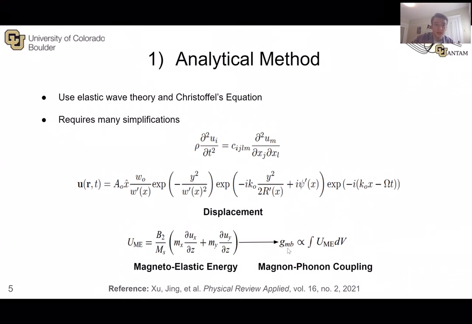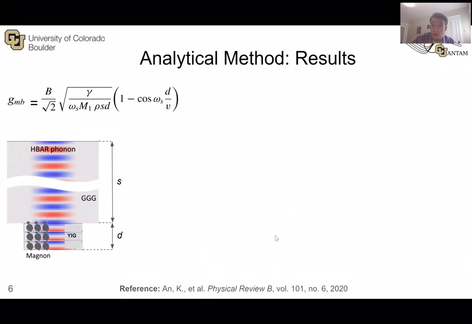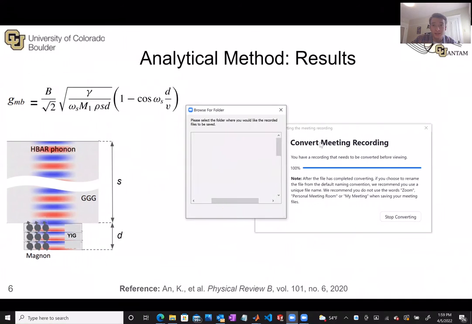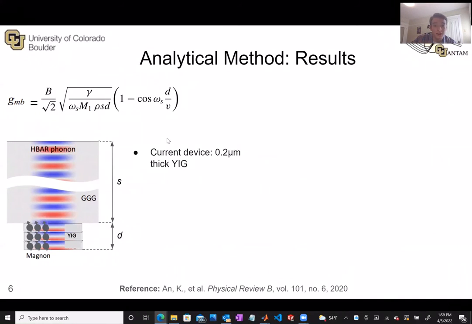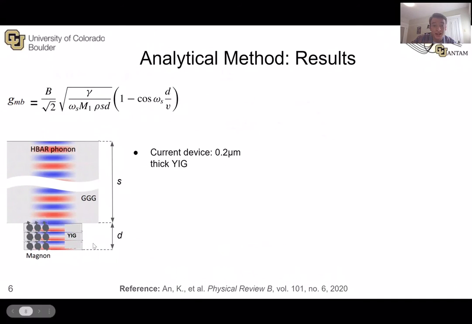So following this method, we get our final equation, which is the one I said we wanted to solve for initially, where the coupling strength, GMB, is equal to an expression that is directly dependent on the geometry of our system. So out of all the terms in this equation, I want you to only focus on S and D, which represent the thickness of GGG and YIG respectively. So, like I said previously, current methods use a very thin YIG of about 0.2 micrometers. So now we could check if 0.2 micrometers maximizes this coupling strength.